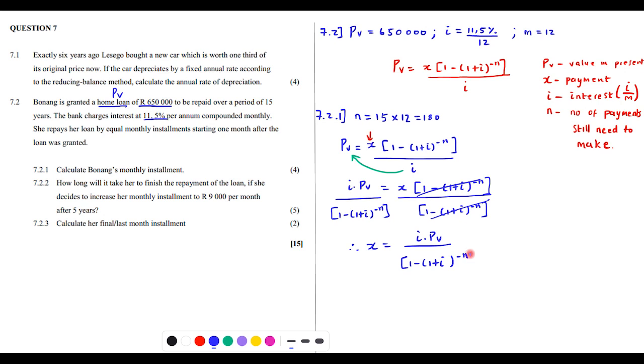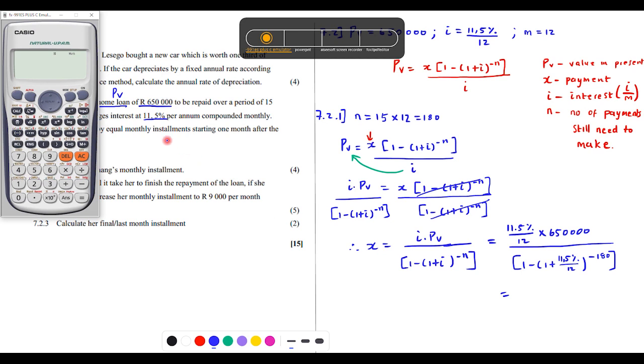Now please, if you're going to be doing it my way, make sure that you show everything here, because it counts as marks. You get marks for this. So now I'm substituting: 11.5% times PV, which is 650,000, over 1 minus (1 plus i), where i is 11.5% over 12, to the power of minus 180, because she'll be making 180 payments. All right, then we're going to go straight into our calculator.